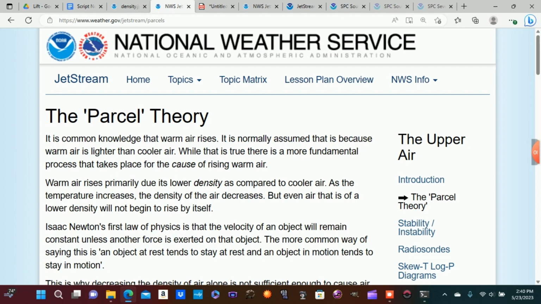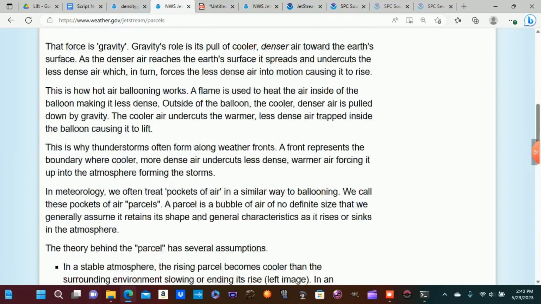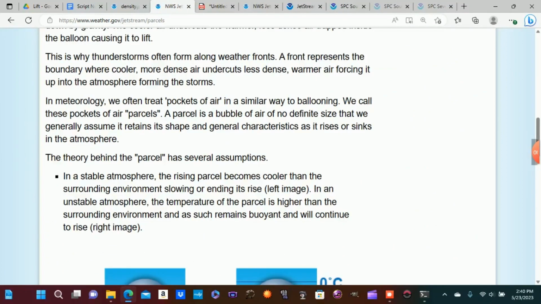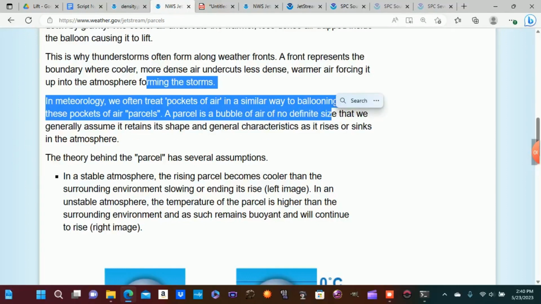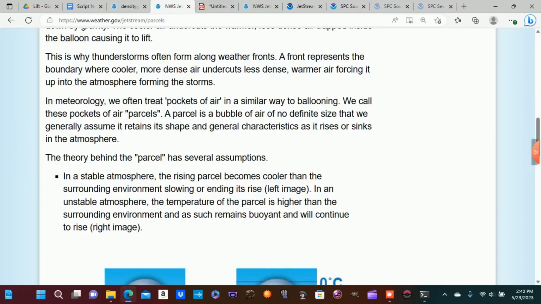So the first thing to discuss in order to understand instability is what we call parcel theory. Parcel theory can be hard to understand at first if you're unfamiliar with it, but I'll cover the main takeaways from it. So first, what is an air parcel? This is a pocket of air that has no definite size or mass, and we generally assume it retains its shape as it rises or sinks in the atmosphere.